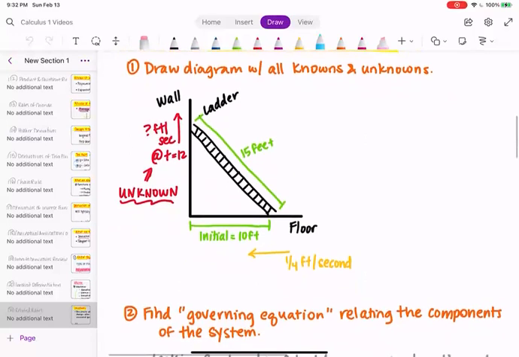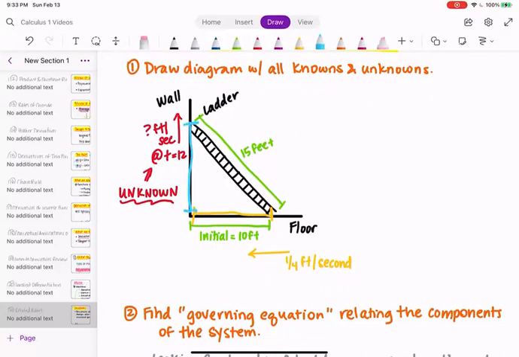So obviously we're in calculus. We just went over implicit differentiation. We're still in the mood for doing derivatives. So we're going to need to turn this system into an equation. And that equation is always going to be something that relates every single piece of information you're given. In this case, we're given the length of the ladder and the distance between the bottom of the ladder and the wall. So we're given this information and we're asked about this information.